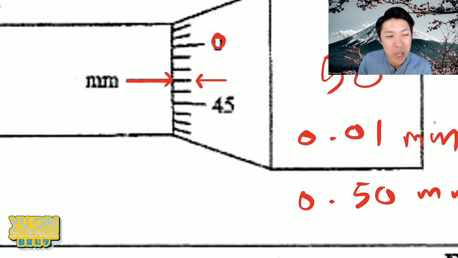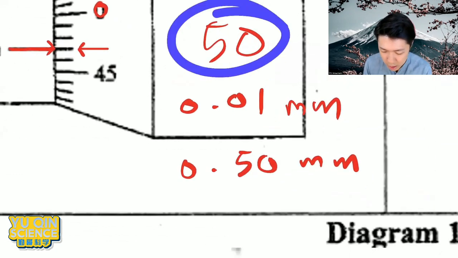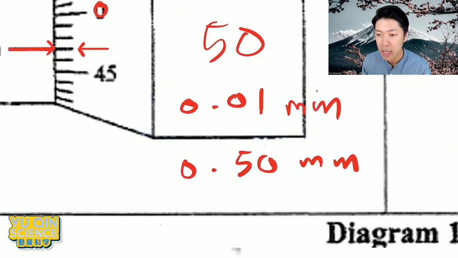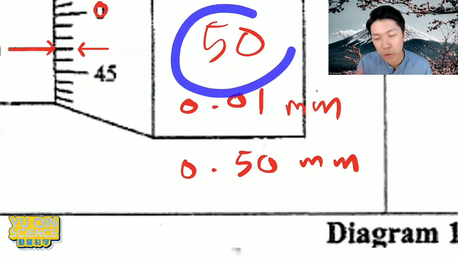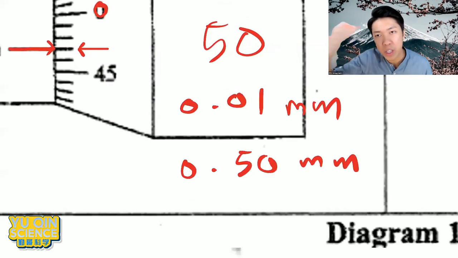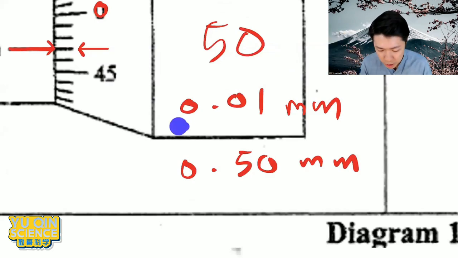It's not convenient to write so many zeros, so we have 50 divisions. Each division is 0.01. So 50 is not the real value. 50 means there are 50 divisions. Each division is 0.01, so the largest will be 0.50. Okay? If it's positive 0, then just write 0.0. Yeah, correct, Jing Chen. Correct.